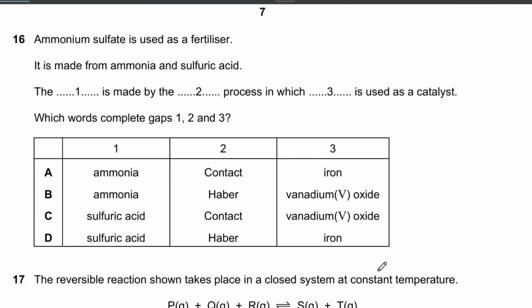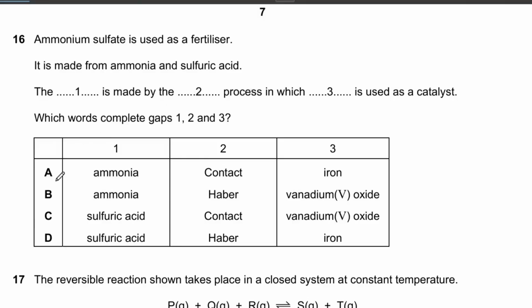Question 16. Ammonium sulfate is used as a fertilizer. It is made from ammonia and sulfuric acid. The dash is made by dash. Okay, so we have to fill in the gap. What is going to be the correct word to fill in this sentence? So we are talking about how ammonium sulfate is made from ammonia and sulfuric acid. So we have the dash is made by dash process.